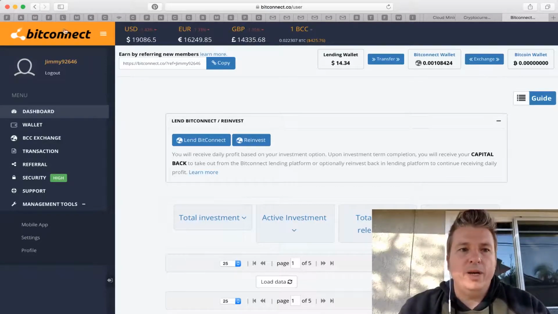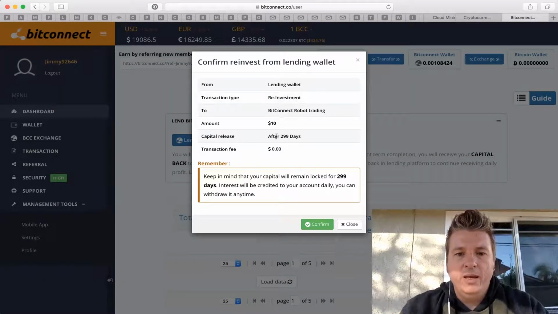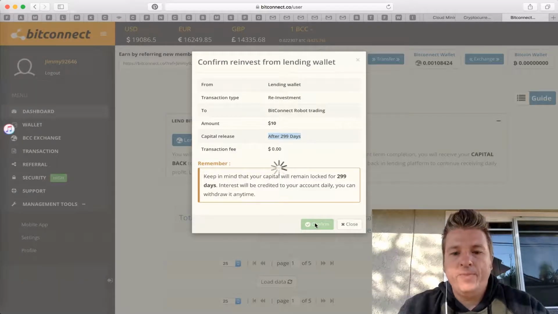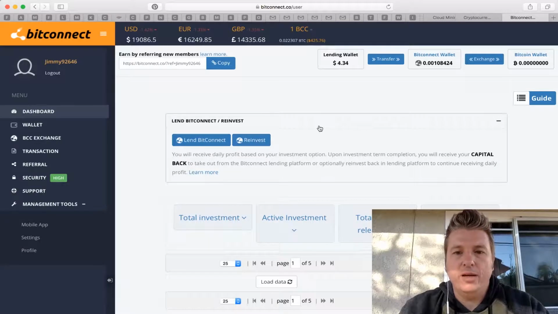Ready to go? So you open up your BitConnect account, you come up to your dashboard, and you click on this little reinvest button. If you have enough in one area, which right here is our accrued profit, bam, click on that. I don't need to worry about these other ones because I'm not going to accumulate enough anyway. That $2.50 extra is going to go back into my lending wallet. Click on the reinvest button, double check, make sure you understand that the capital release will be 299 days. Hit confirm, and it's going to update, hit close, and we're done.